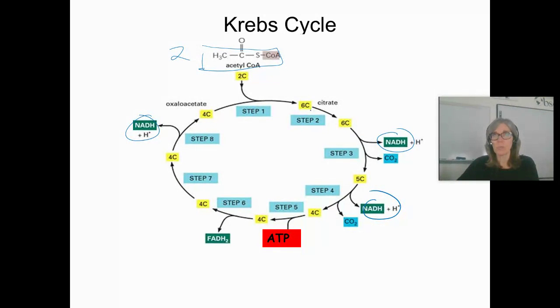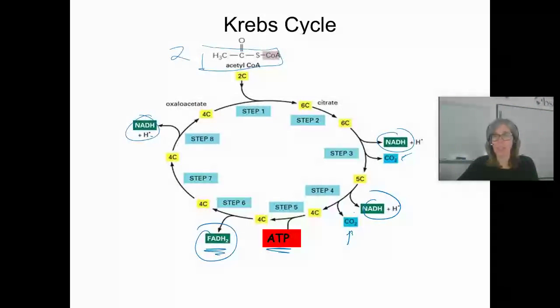So really for each one glucose, you're making twice as many NADHs. You're making 6 NADHs. And then you're making a little ATP, 2 of them, and then 2 FADHs. I'm multiplying this by 2, right? Because I have to do the whole cycle twice. And then here are the 2 carbon dioxides.